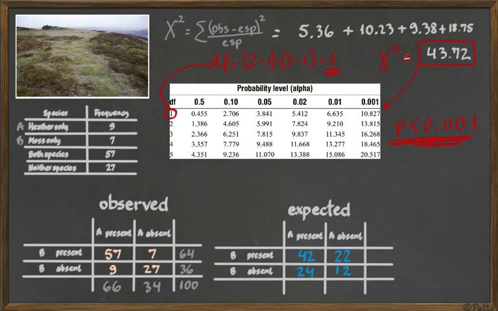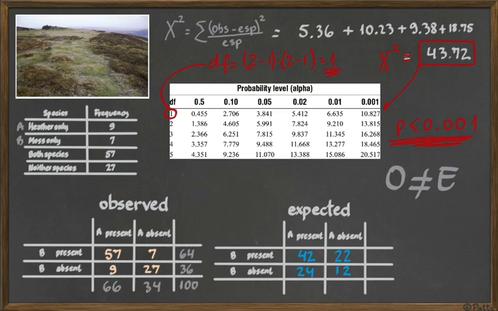So the probability that I am wrong when I say the observed is different to the expected is less than 0.1%. It's much smaller than 0.05. So that means that I accept the hypothesis. I say my observed is different to the expected, so they are not matching.